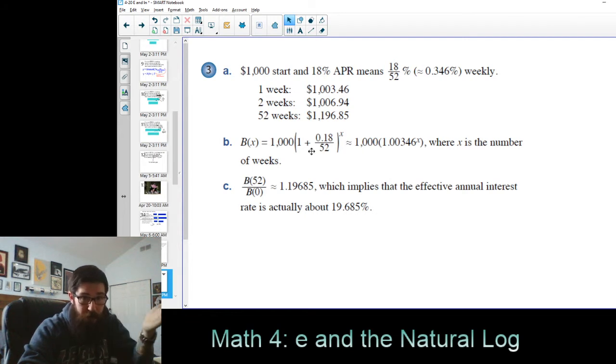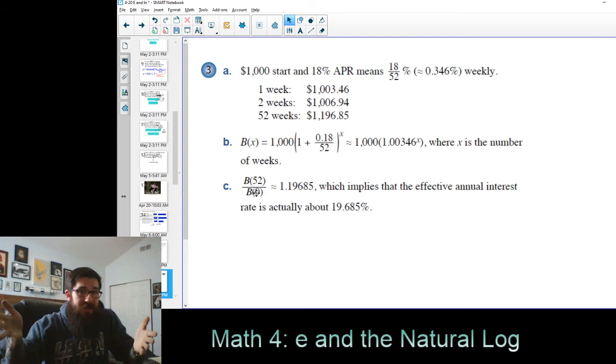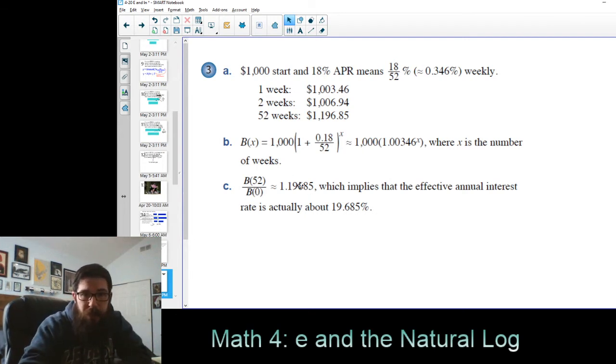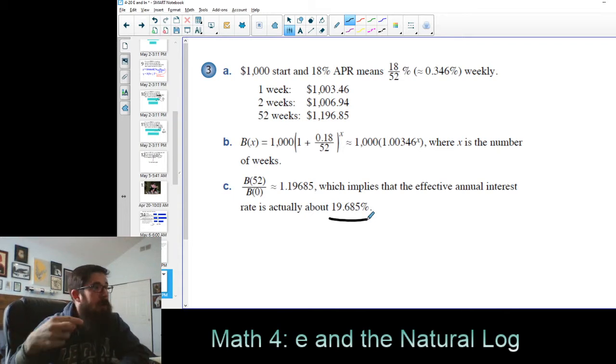So what I'm doing right here, this last part, where it was asking for that effective interest rate, is taking my 52 weeks amount right here, which is how much I'd owe if I spent the full 1,000 and didn't pay anything back, and dividing it by the 1,000, which is what it was at 0 weeks. You get this sort of ratio here, which turns out that 18% actually turns into 19.685%. That's because we're compounding every week. We're calculating how much you owe every week. It's a way that basically jumps how much you owe.